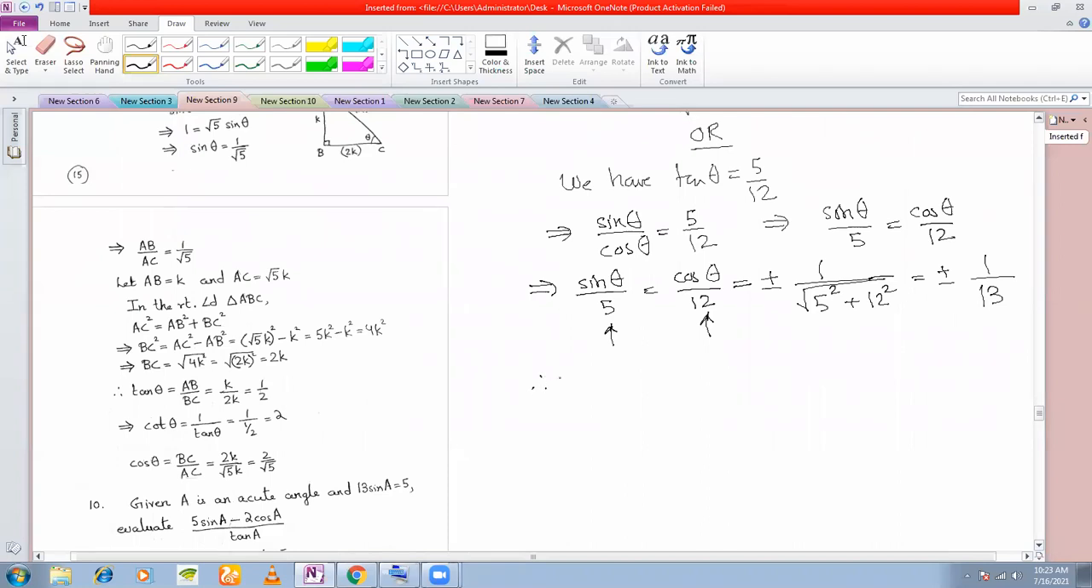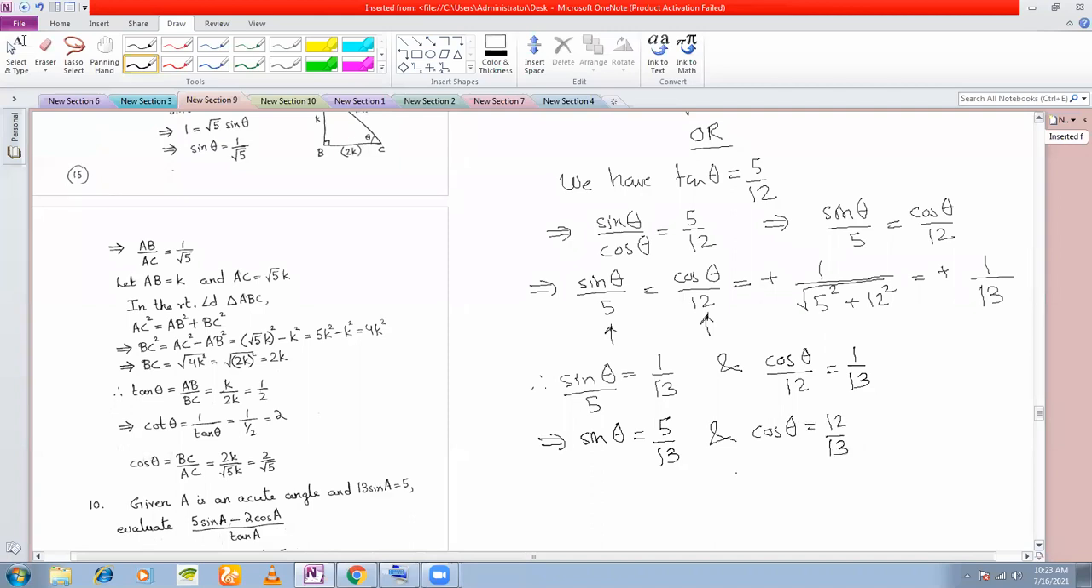So therefore, we only take the positive sign. Sine theta by 5 is equal to 1 by 13. For our purpose, we ignore the negative sign here. Don't take the negative sign, only take the positive sign. For the time being, we shall discuss the negative sign later. So sine theta by 5 must be equal to 1 by 13 and cos theta by 12 must be equal to 1 by 13. That means sine theta is 5 by 13 and cos theta is 12 by 13.